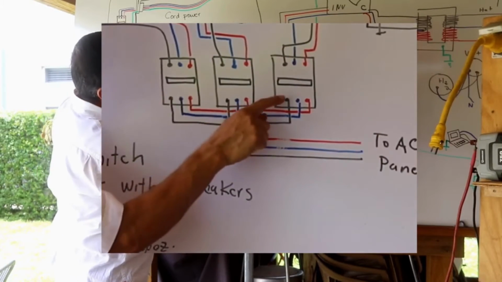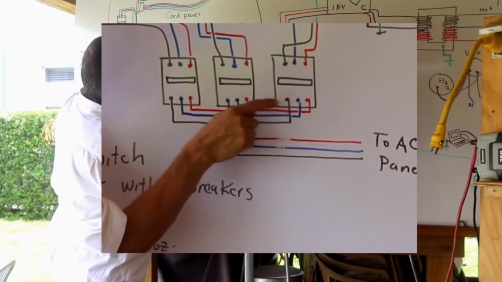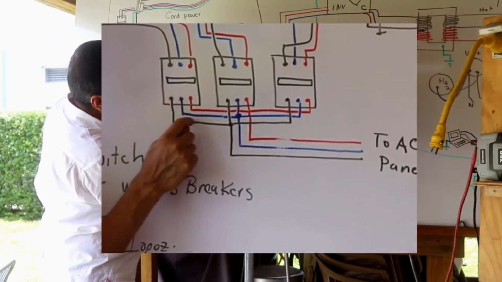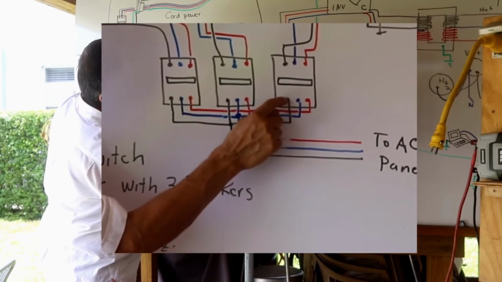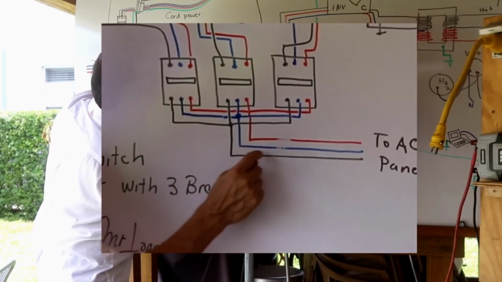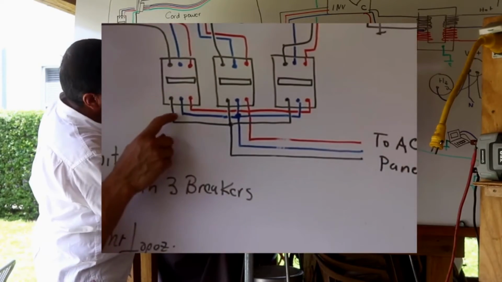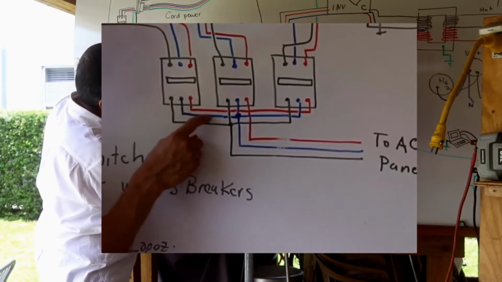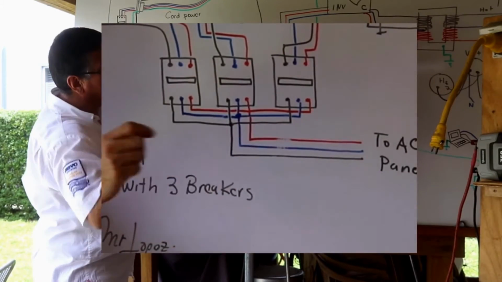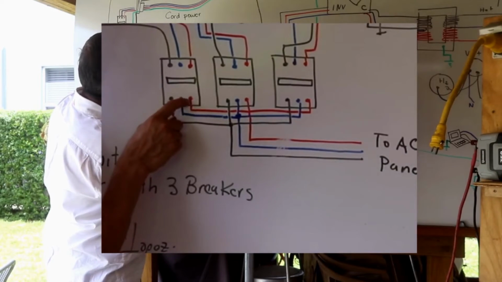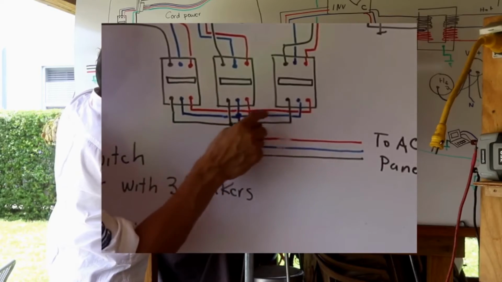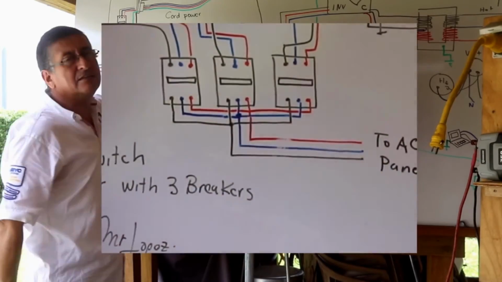The output is exactly the same, hot and neutral, hot and neutral. But I am going to connect together the hot of the first one with the hot of the second one and with the hot of the third one. From this connection, the black one, this is the output hot line to the AC panel. I am going to do the same with the neutral: this connected with this and with this, and from this the neutral goes into the AC panel. With phase number 2, it's exactly the same. This one connected with this one and with this one, and this is the output for the AC panel.